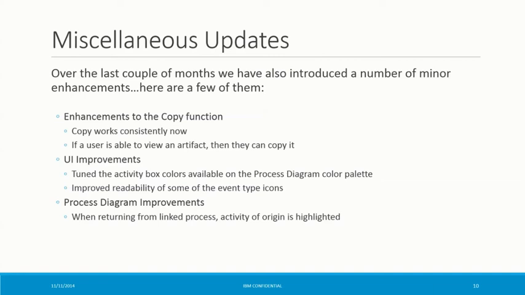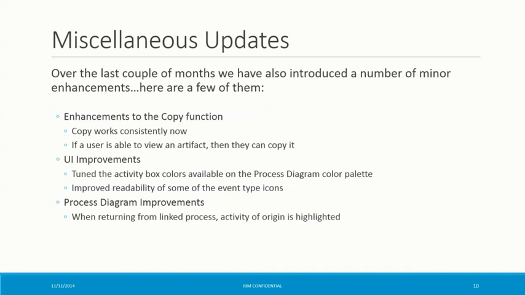So we tuned the color palette for activity colors on the process diagram. And the readability of some of the event icons, you complained about that, so we improved those. And there were some other things that interfered with readability of the diagram and the text on the activity labels and things like that. So we fixed a number of little things to improve readability.